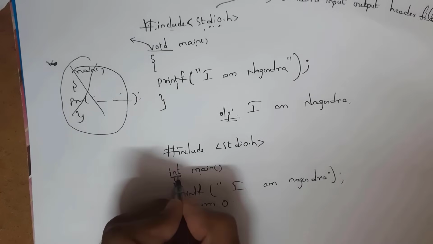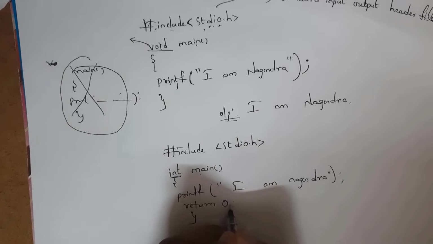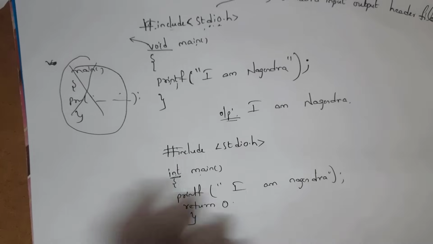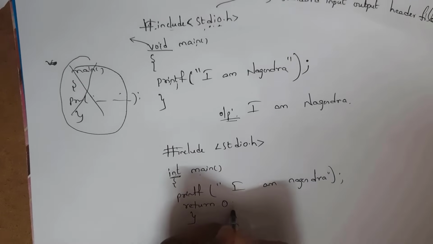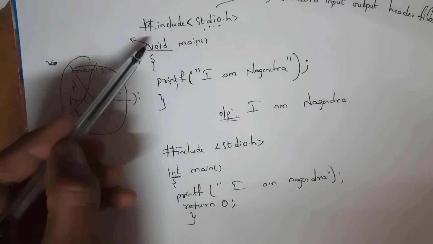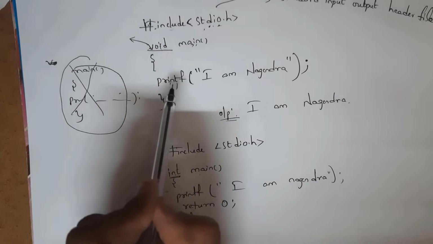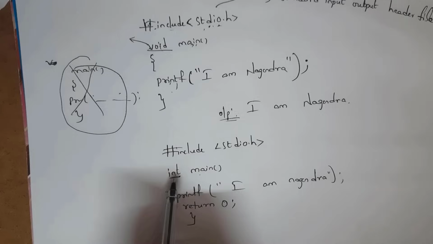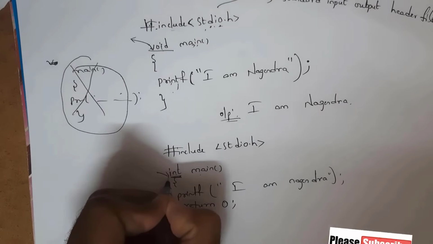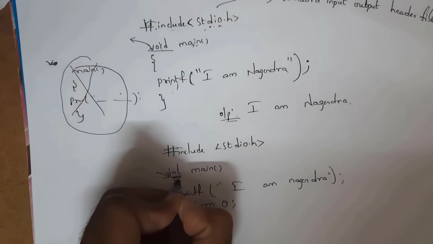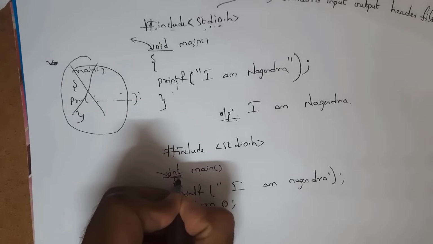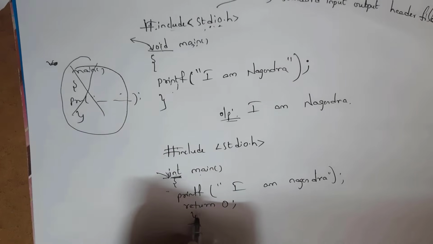0. Here I have given an integer type, so you need to write 0. 0 is an integer, or you can also give 1, and definitely give a semicolon. This is the difference between void main and int main. Whenever you write void main, there is no need of returning anything. But whenever you write int main, whenever you give the return type as int, definitely you need to return any integer value. So I return 0.